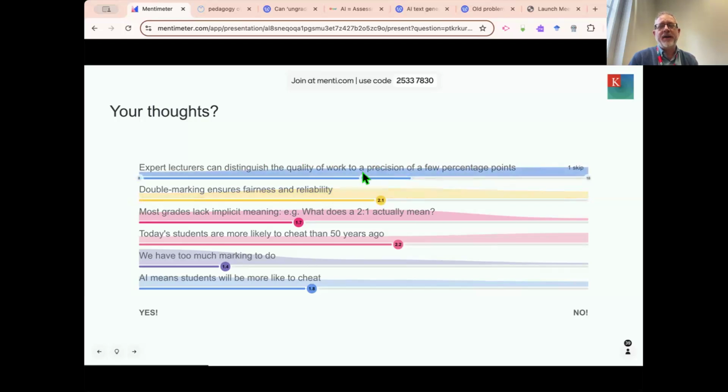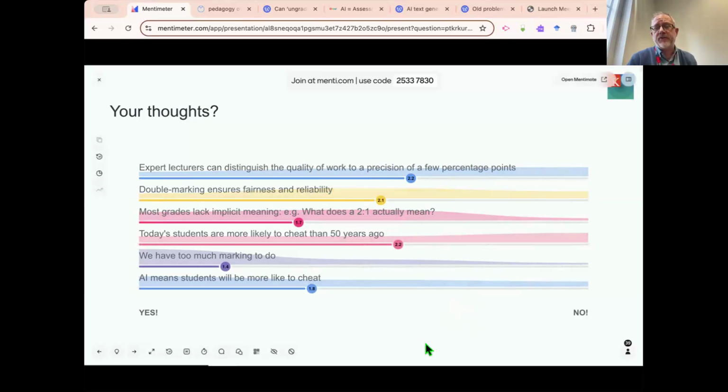The expert lecturers one is a really, really interesting one, because I think that we're working with a nonsensical system where we're trying to determine whether someone's worth a 54 or a 56. I just think it's nonsense. I really do. But some of you clearly don't agree with me on that. And other things as well.